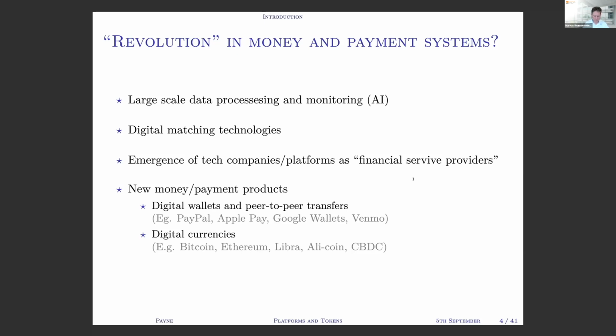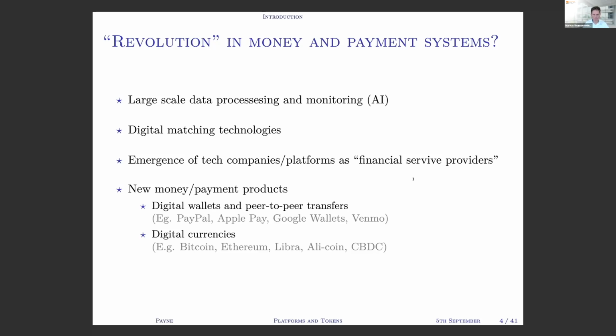And then we've also seen new currencies emerge. We've seen a lot of coverage of cryptocurrencies, Bitcoin and Ethereum. We've also seen social media platforms like Libra try to launch, well, I think somewhat unsuccessfully, new digital currencies. And there's been recently a lot of discussion about the possibility of central banks issuing their own digital currencies. So it's a much discussed area because it's potentially a big change.